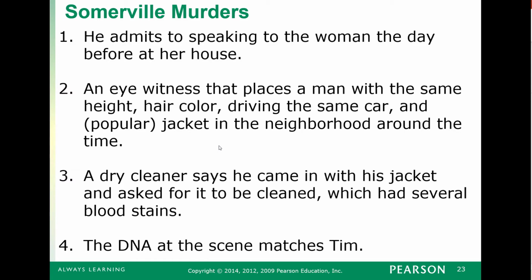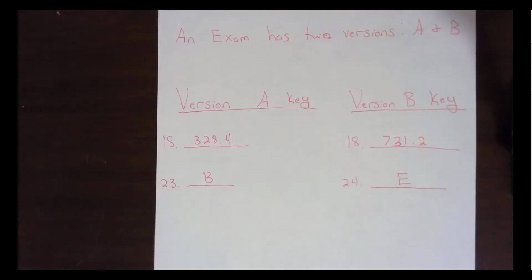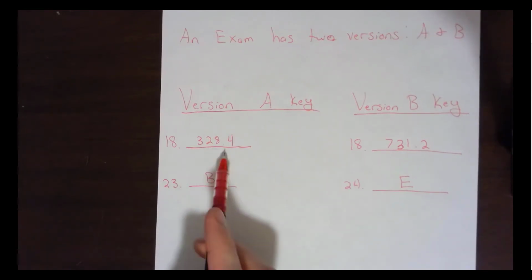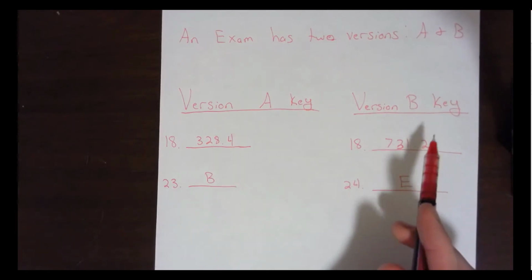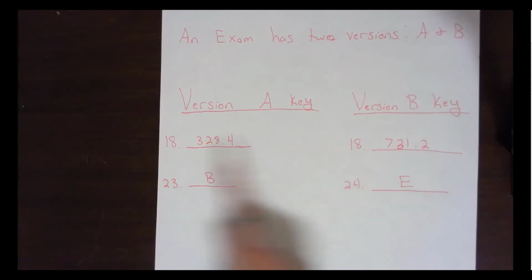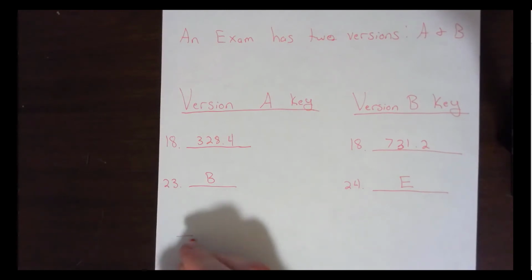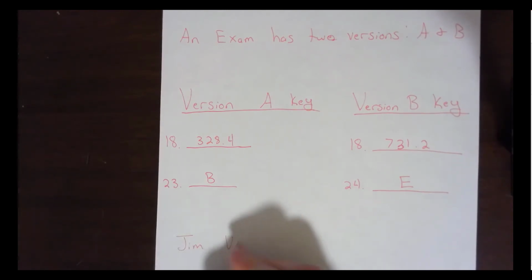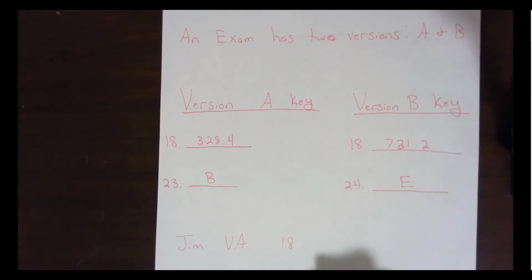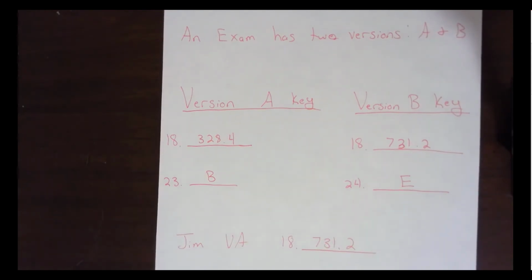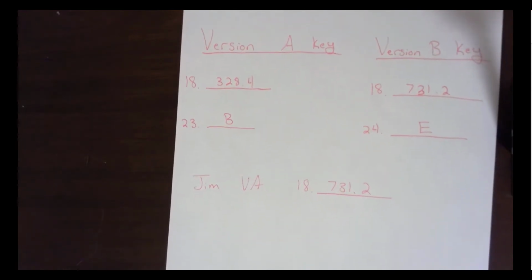It's just, for our second example, let's say that we're having an in-class exam, and there are two different versions, exam A and B, and question 18 has two different answers depending on the version. The answer for exam A is 328.4. The answer for exam B is 731.2. So two very different answers. Let's say that Jim has version A, and his answer for question 18 is going to be 731.2.